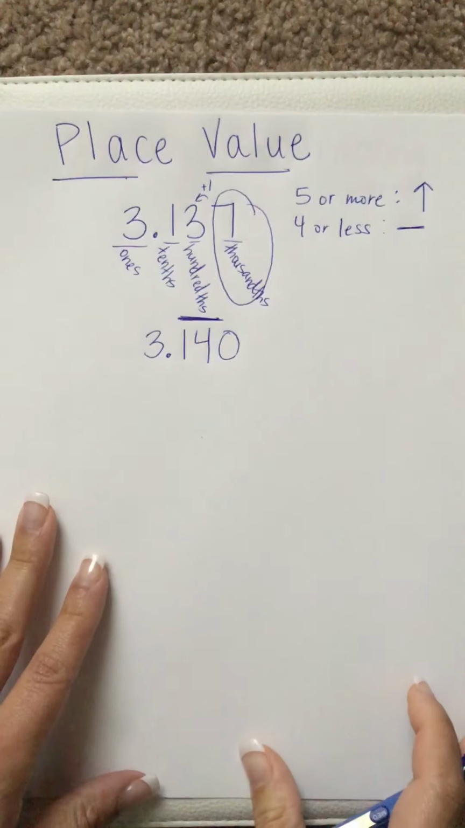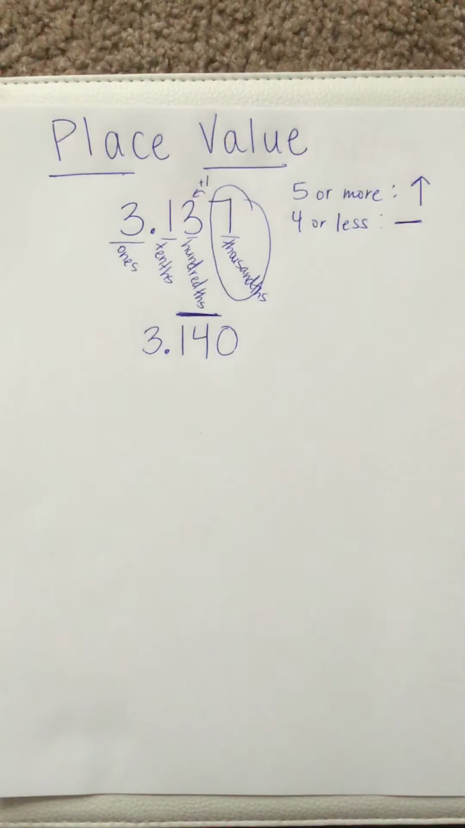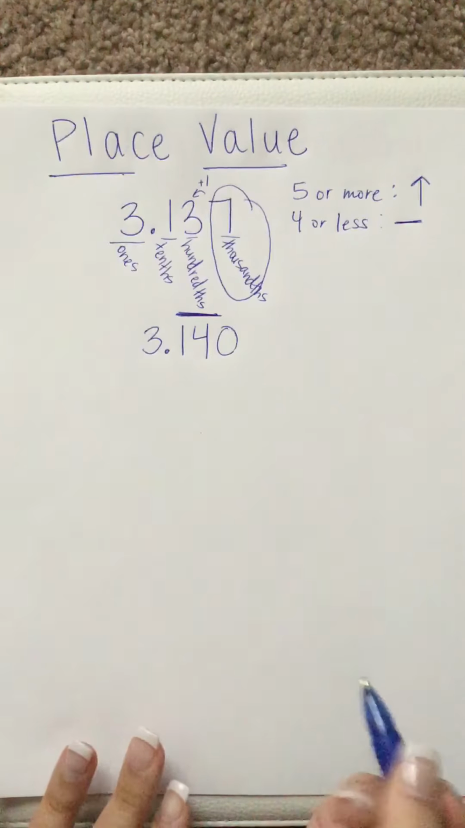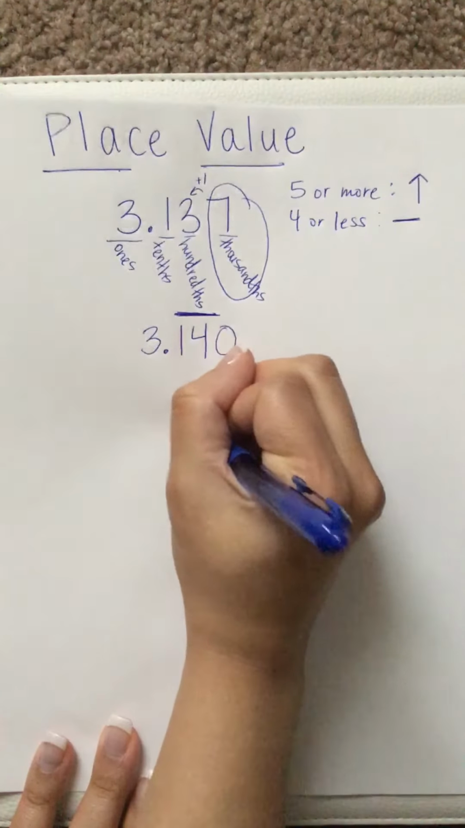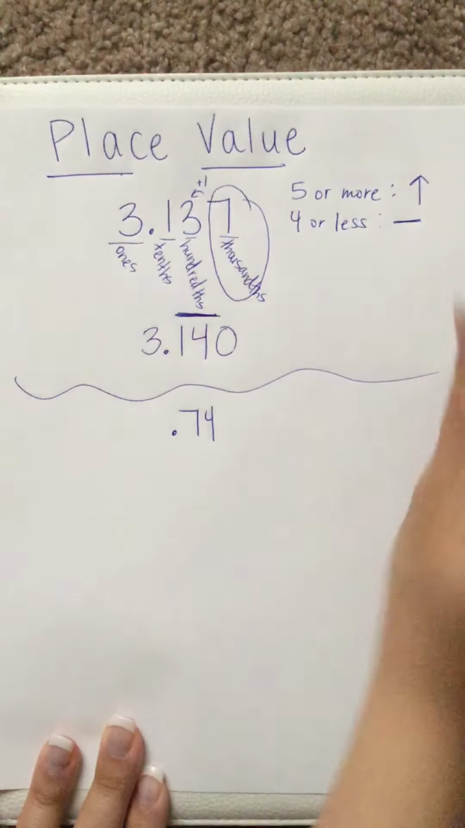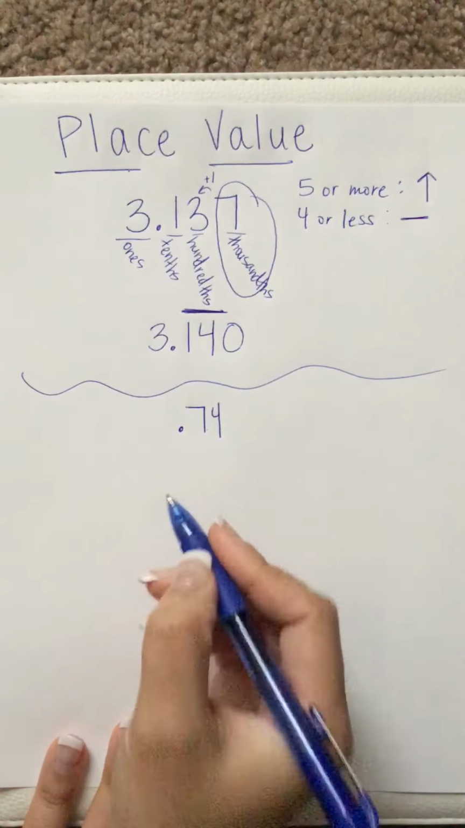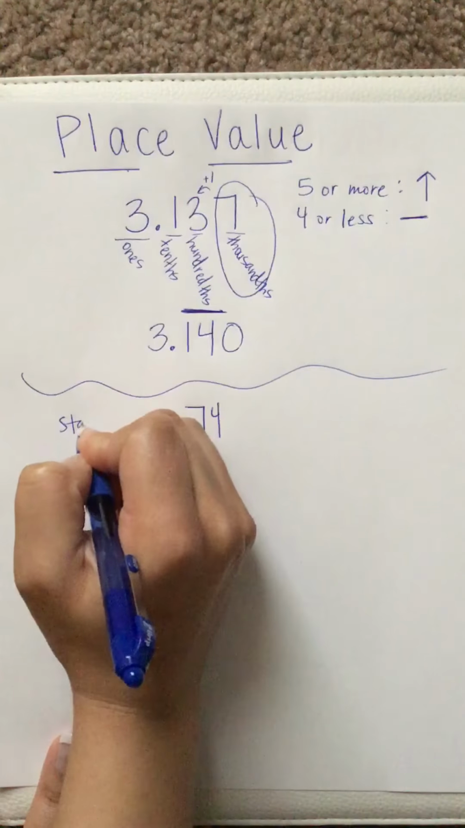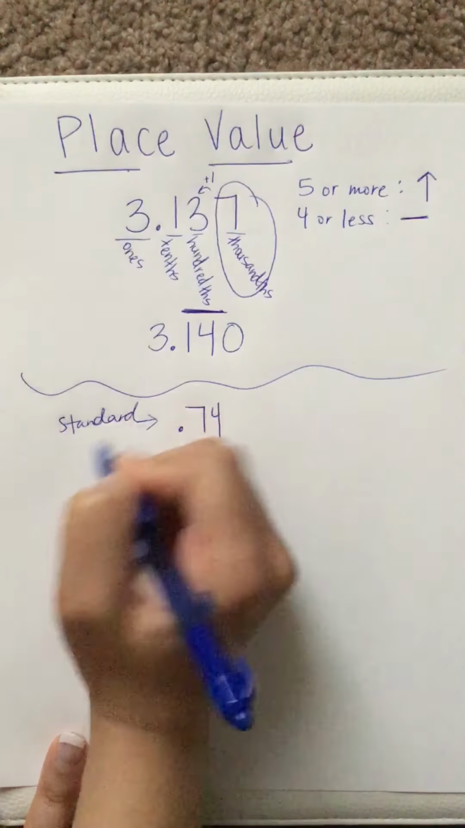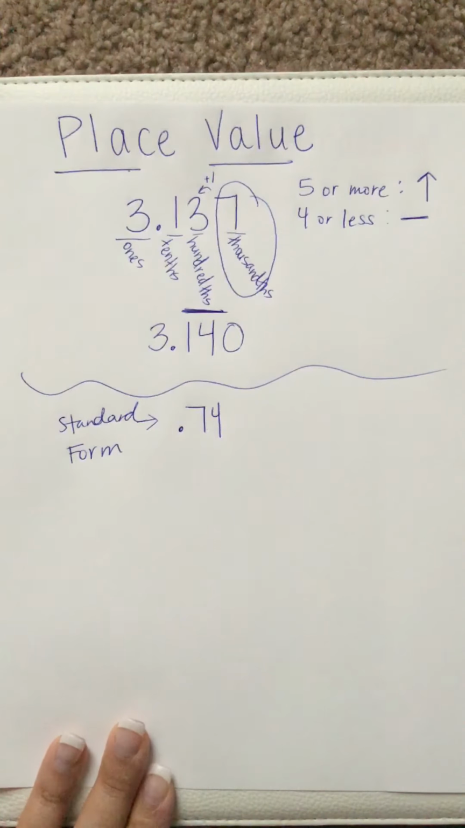And then one more example with place value is different forms of a number. So if I have 74 hundredths written as a decimal, that's standard form. Standard form is that number written in numerals, okay, in numbers.